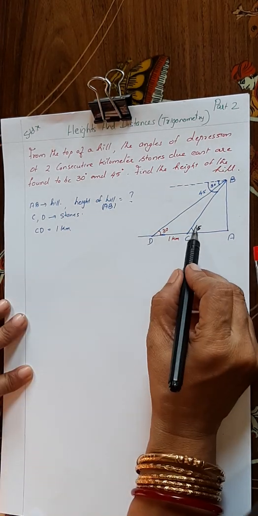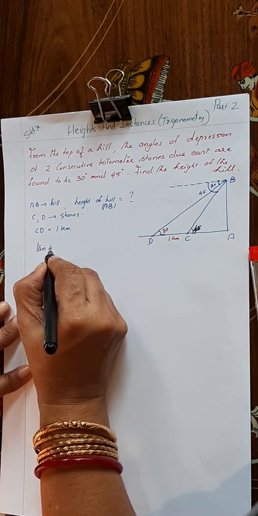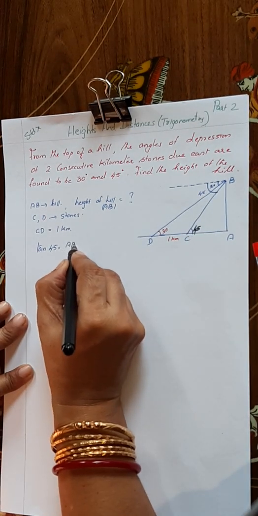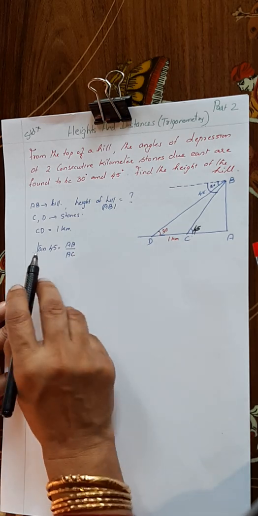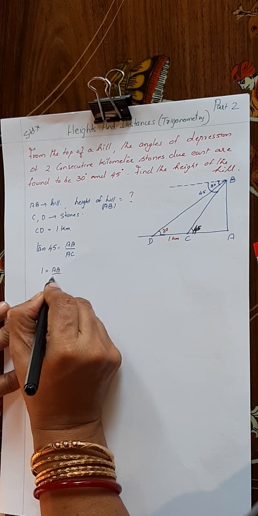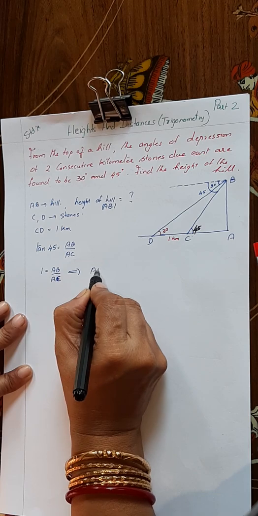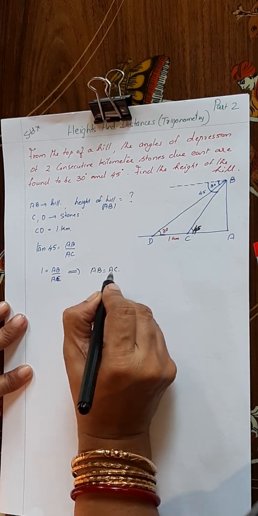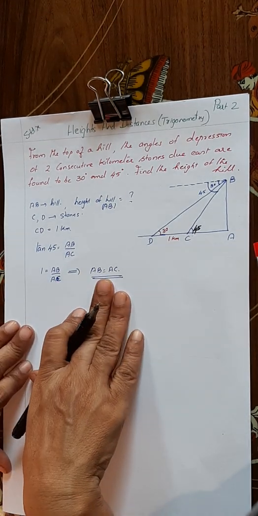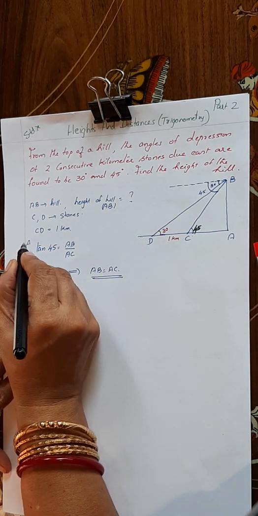So now we will write tan 45 is equal to opposite side by adjacent side. So AB by AC. Now tan 45 is 1. So 1 equal to AB by AC. So that implies AB equal to AC. We'll just leave that, that is in triangle BAC.